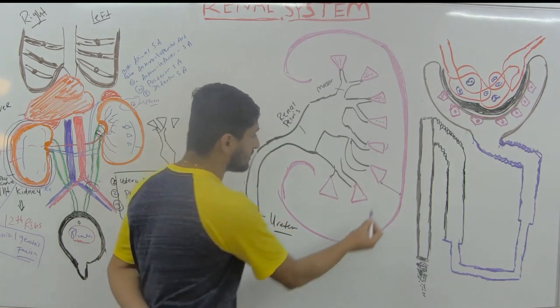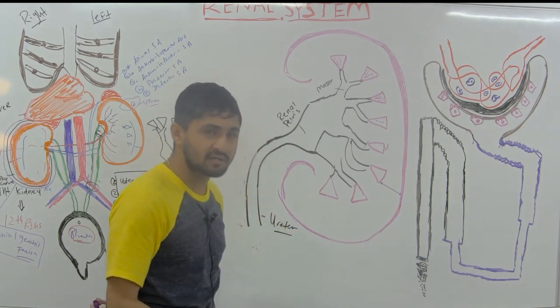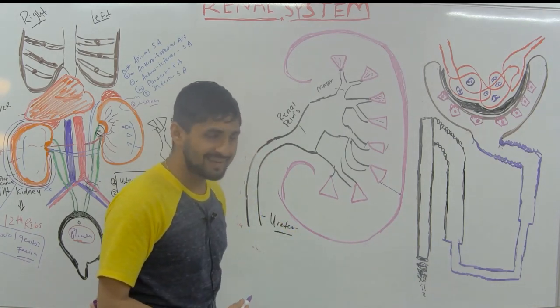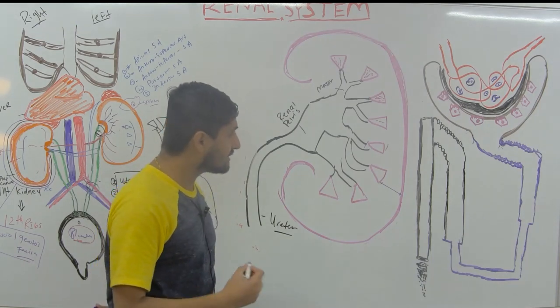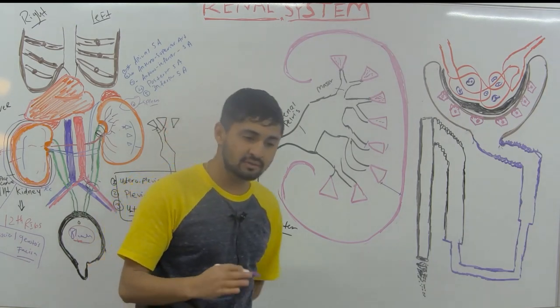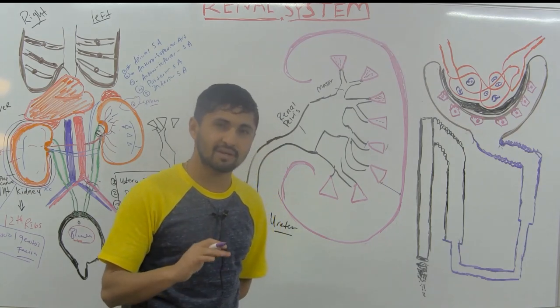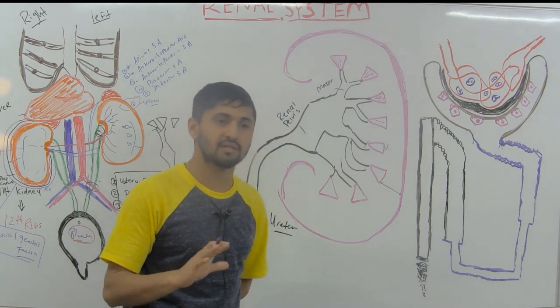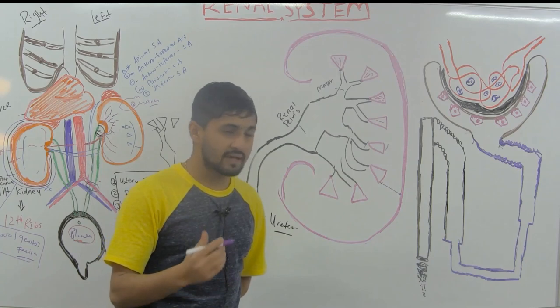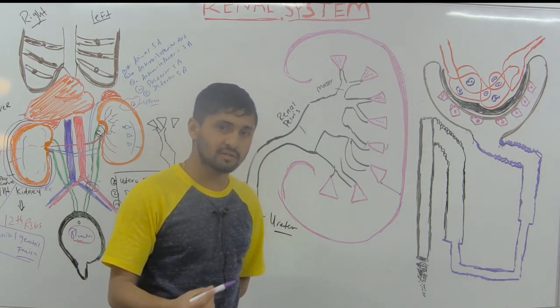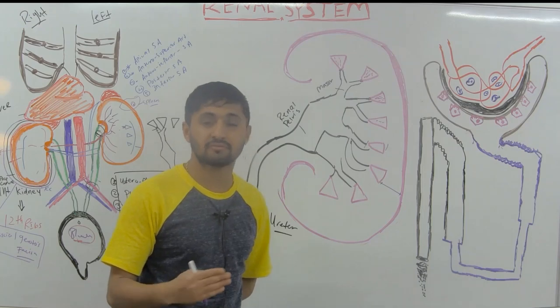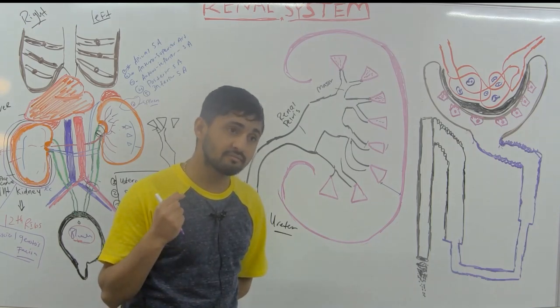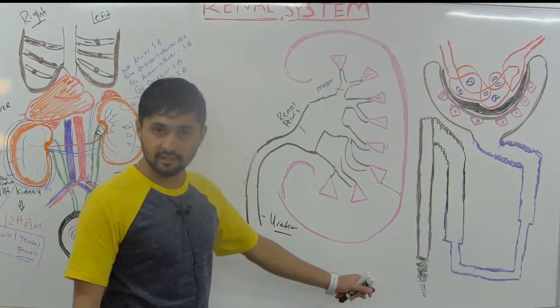And this cortex is the one that contains nephrons, and nephrons are the functional unit of your kidney. And each human kidney has about 1 to 1.2 million nephrons, okay? And then altogether combined, if you have two kidneys, you should have like 2 to 2.5 million nephrons in your body, okay?